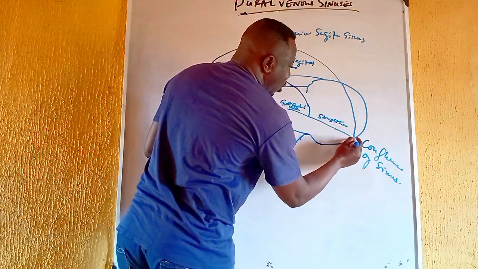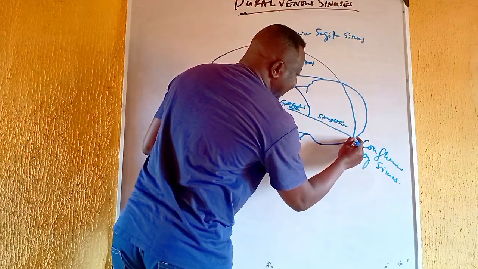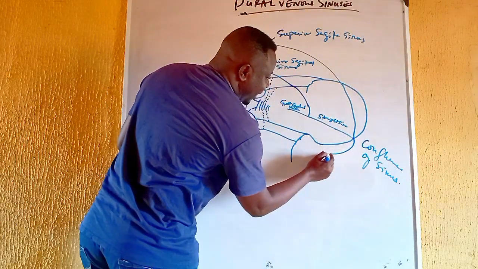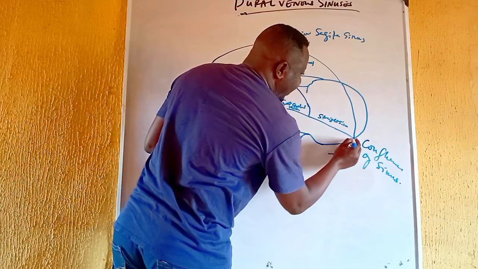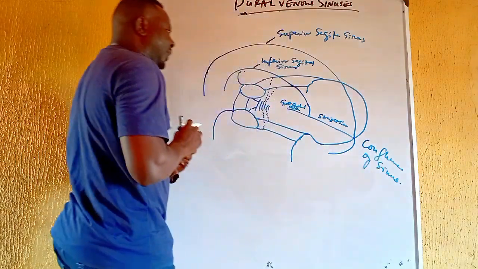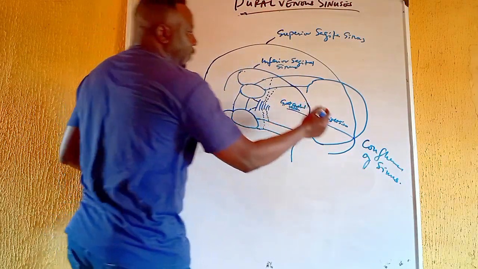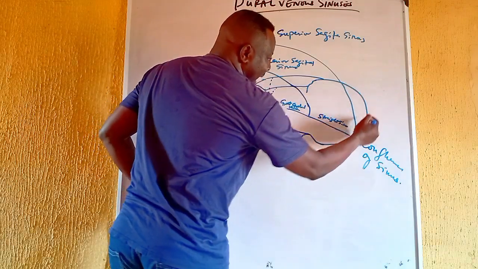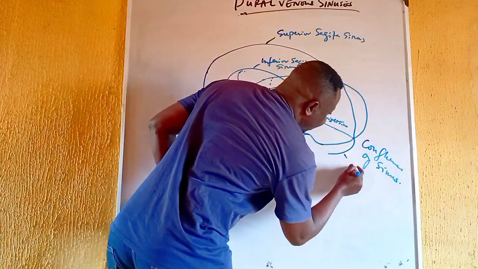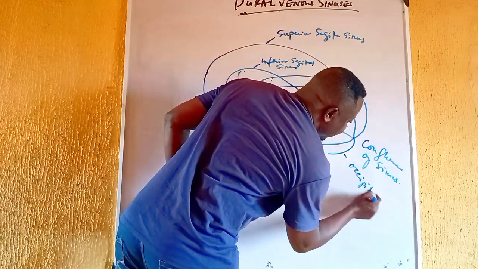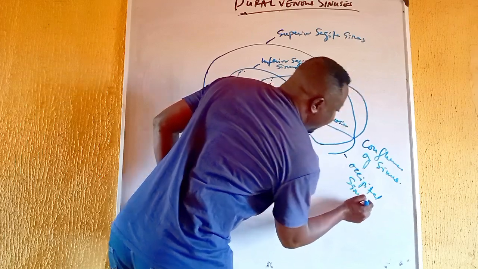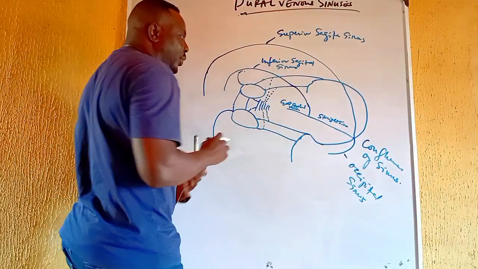Then, we also have another one called the occipital sinus. The occipital sinus actually drains into the confluence of sinuses. And then, of course, we have the transverse sinuses. This is the occipital sinus. The occipital sinus is actually the smallest sinus.